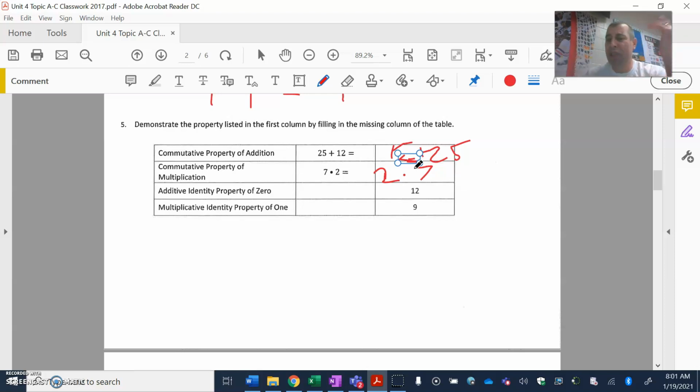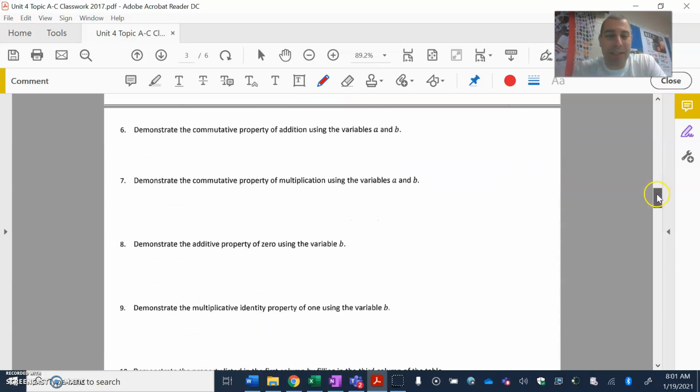So we want to finish with the 12, which means what would you add on so that you would get a 12? Well, 0. We would add nothing on. And then what would you multiply by so that you get a 9? Well, we would multiply by 1. All right. Like I said, giving names to things here.